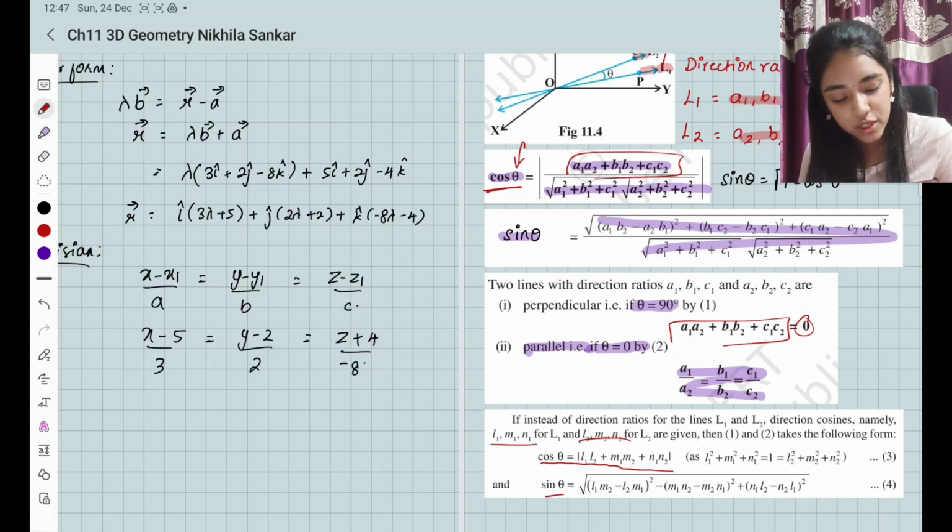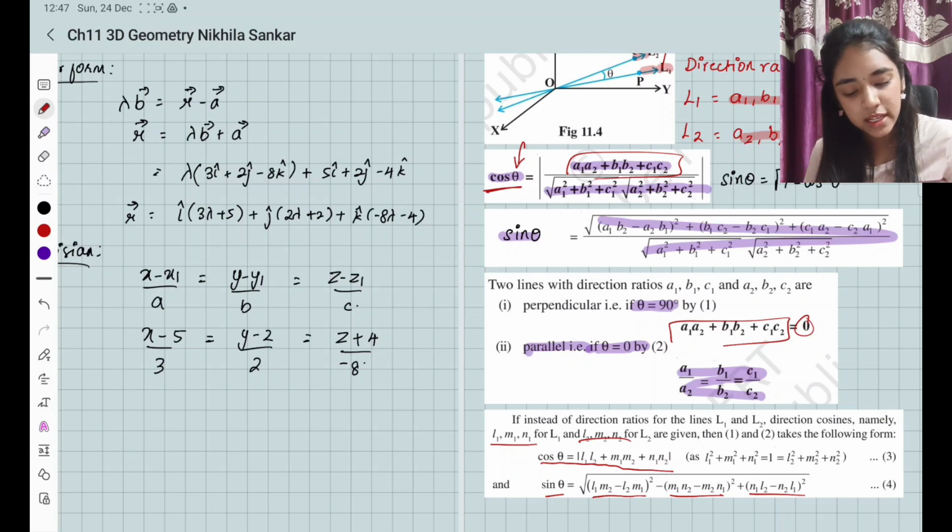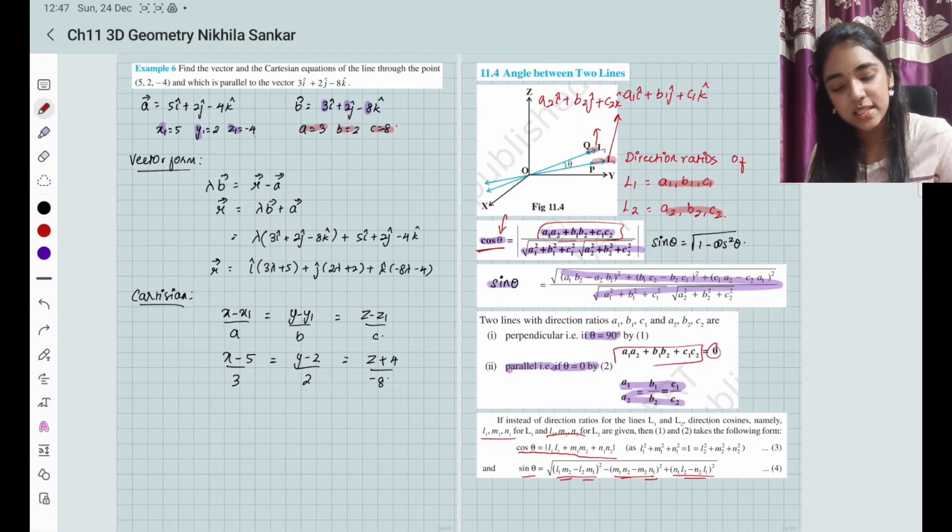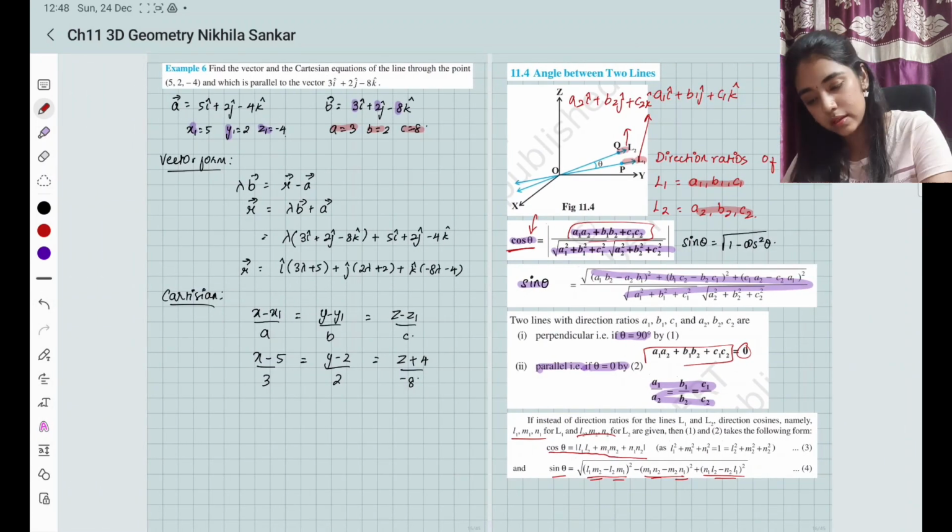sin theta எப்படி ஞாபகம் வச்சுக்கிறது? LM MN NL. Okay, இதுதான் form. Here you have 1 2 2 1, 1 2 2 1, 1 2 2 1. இந்த இடத்துல ஒரு minus இருக்கு. Okay, so இவ்வளவுதான் ஞாபகம் வச்சுக்கணும். Please remember this is the formula that we are going to use.